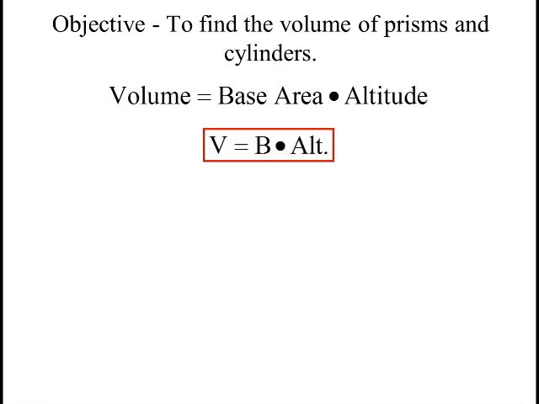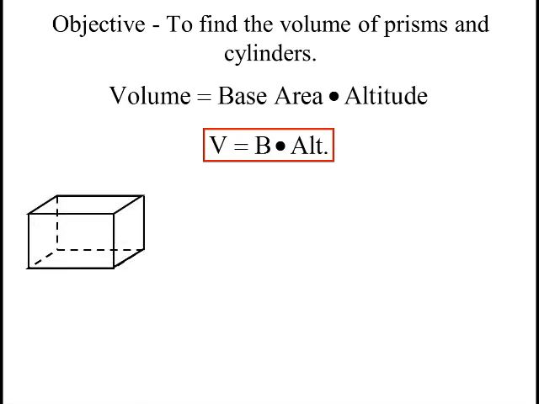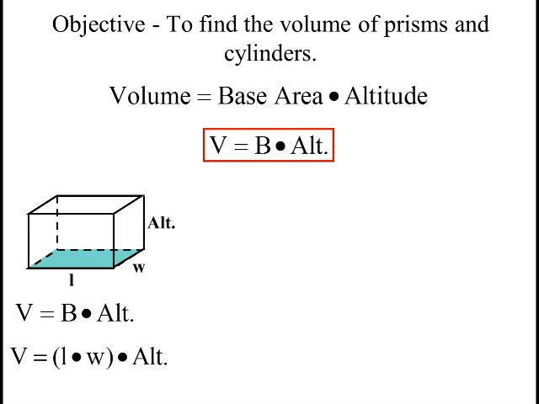All you've got to do is take the base area and multiply it by the height or the altitude of the figure, and you'll have the volume. You've known this since probably 5th grade. You know the volume of a rectangular prism was length times width times height. Well, that's because the area of the base is a rectangle, and it's length times width. And then all you've got to do is multiply by the height.